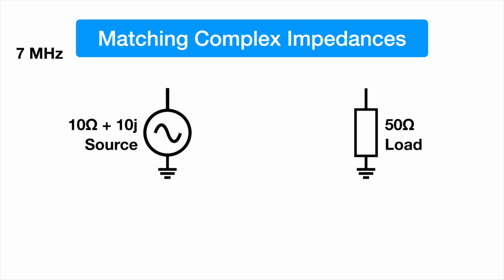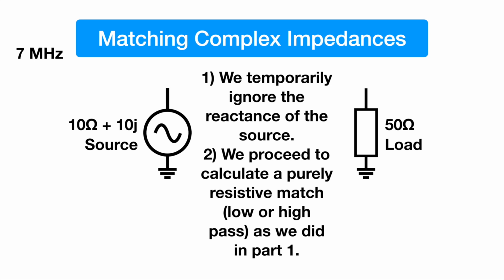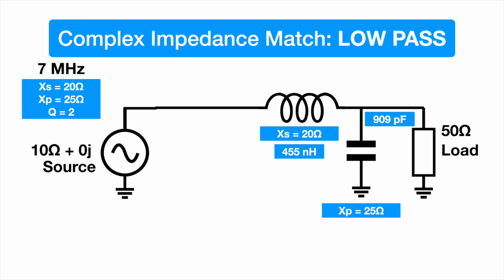Well, the first thing you have to do, and let's assume we've got an inductive source, so it's 10 plus 10J, so an inductively reactive source. The first thing that we do is we temporarily ignore the reactance of the source, and we pretend it's zero, we pretend it's purely resistive, and we go and do exactly what we did in part 1, and we design our L-match network, high pass or low pass, as you wish. When you've done that, you will end up with something like this. So let's say we've got our low pass filter, and here is our familiar low pass filter.